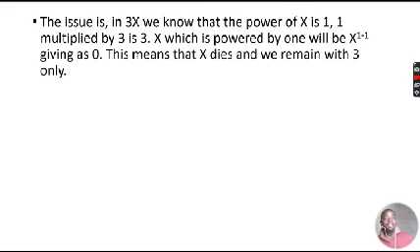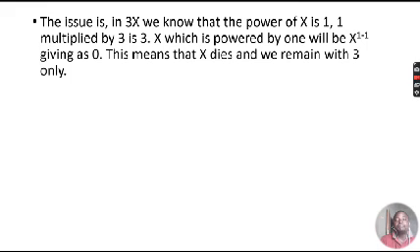The issue is, in 3x, we know that the power of x is 1. Now, 1 multiplied by 3, remember, 1 is the power of the variable x. So we are going to multiply 1 by 3, and it's going to give us 3. X, which is powered by 1, will be x to the power 1 minus 1.